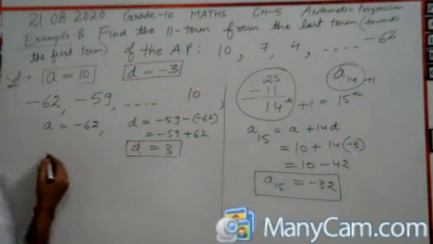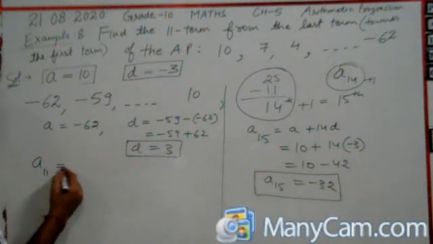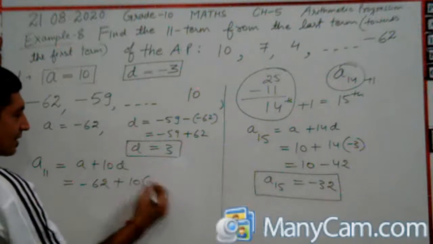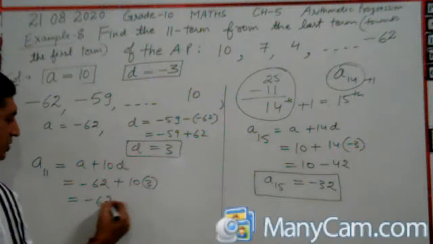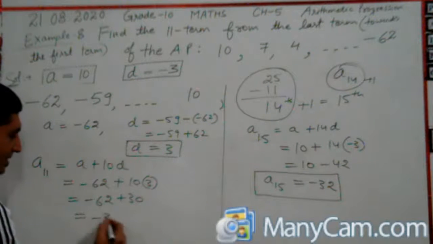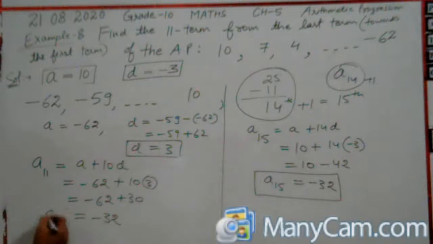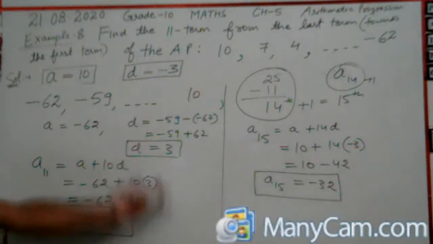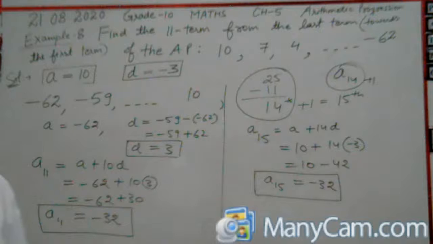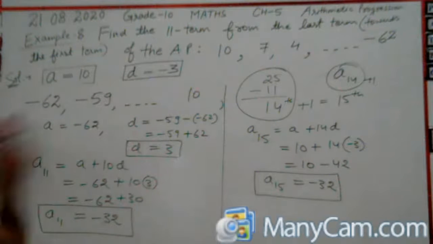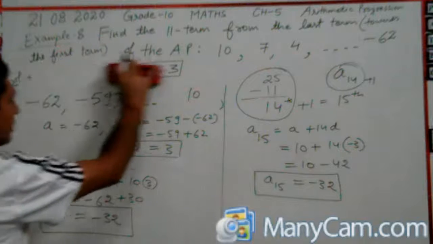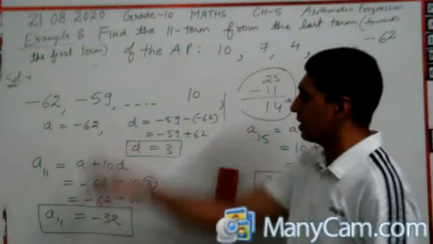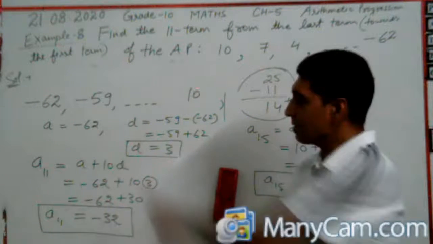So what is A11? The 11th term is A plus 10D. Here A is minus 62 and D is 3. So we have minus 62 plus 30, which is equal to minus 32. That is A11, another way. Even if you are solving it in this way, there is no need to write the other formula. This is the right one. This question is most of the time a 3 marks question, and this much is sufficient.